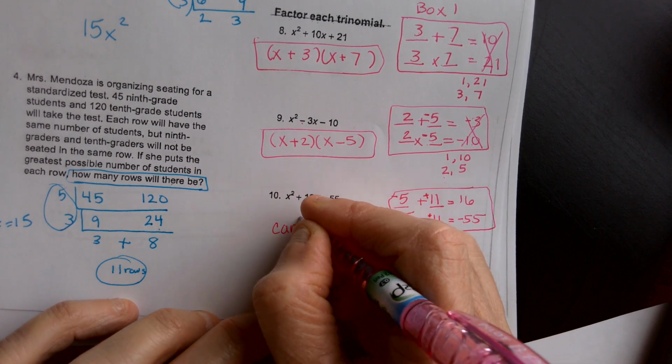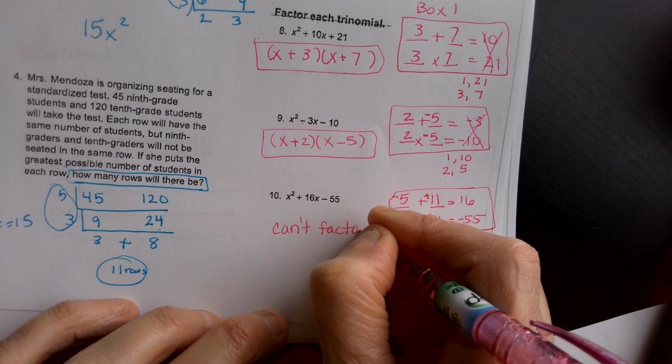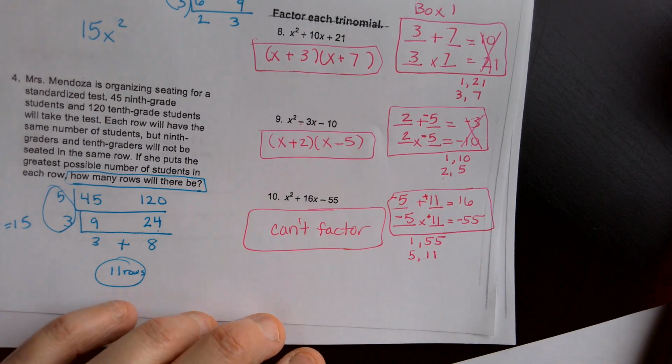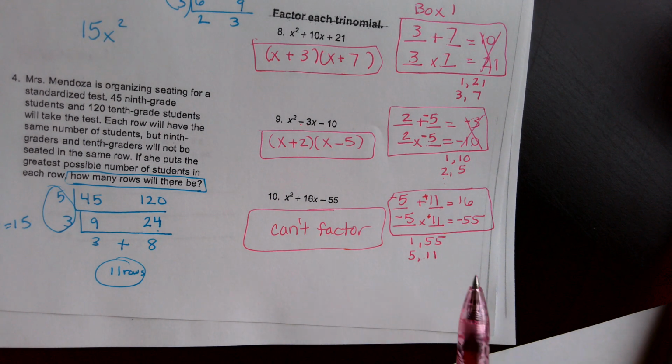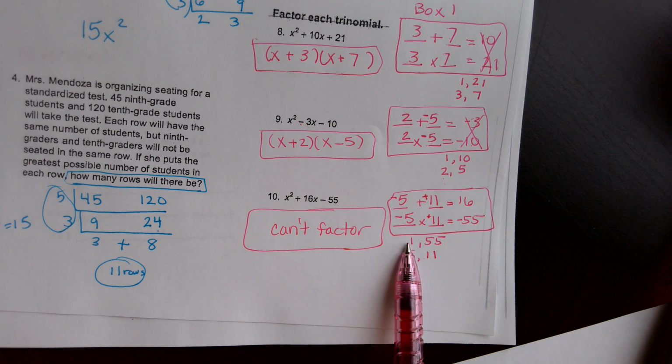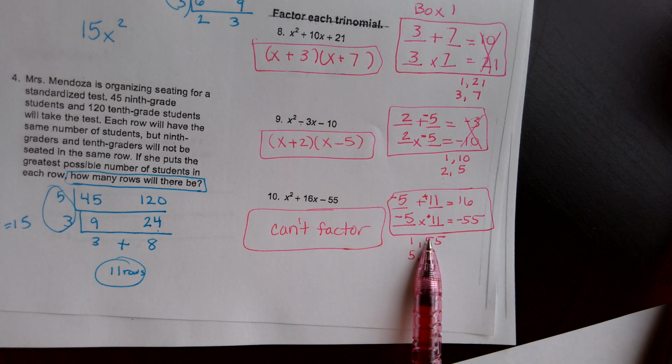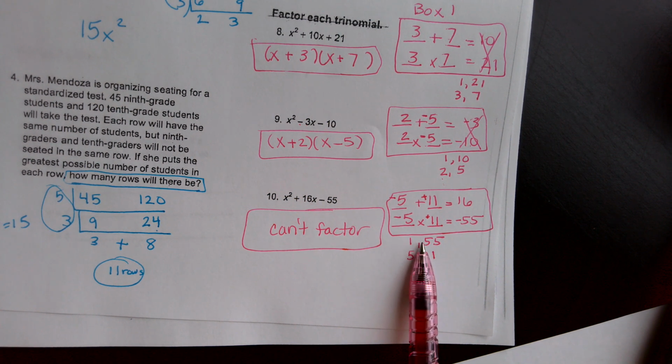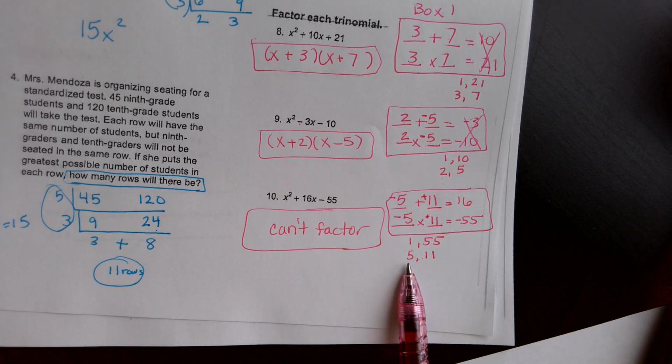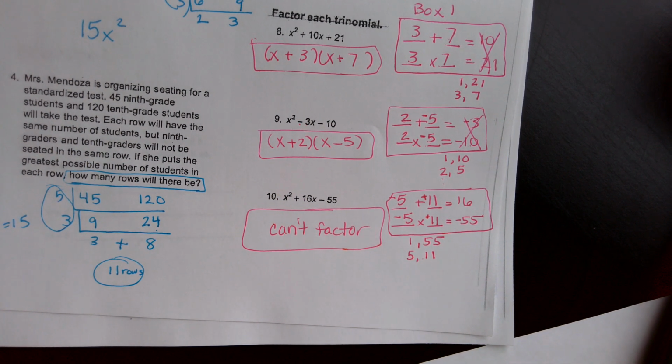Can't factor. So I'm not just randomly guessing about can't factor. I literally went through the process. I tried the things. It can't be this, because the difference between this and this, or the addition, would be 54 and 56. So that's not going to work. It has to be these. And every option I tried won't work. So we're done.